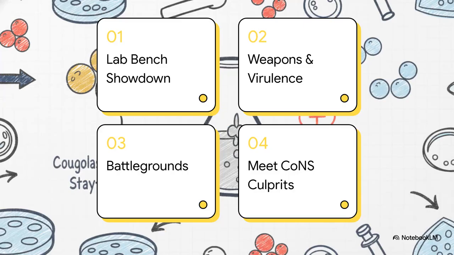So here's our game plan for this explainer. 1. The lab bench showdown. 2. Weapons and virulence factors. 3. Primary infection battlegrounds. And 4. We'll meet the CoNS culprits.